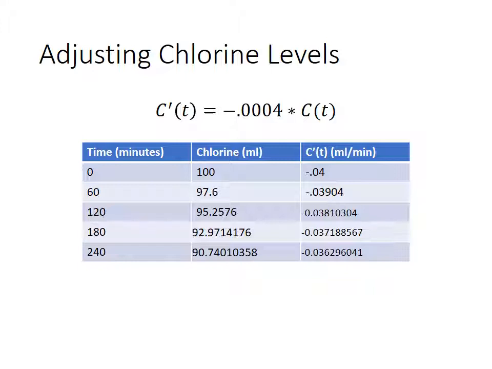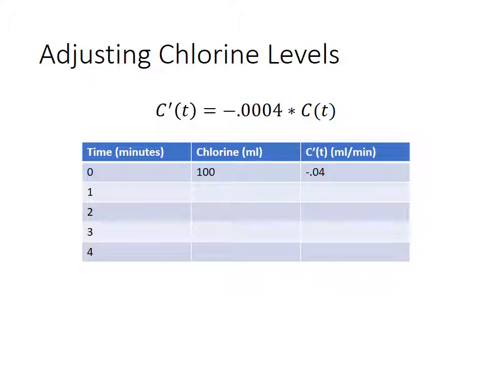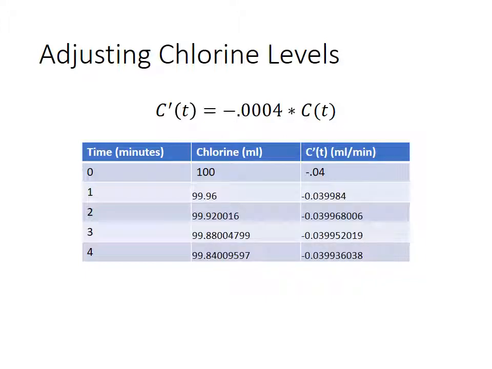Well, one thing we could do was use 1-minute increments. And we could go through and fill out the table and we would get a lot of numbers. And now, keep in mind that in our initial estimate, it was going to take way more than 4 hours to get down to the appropriate level. So in these 4 minutes, we're only getting down to about 99.8 milliliters of chlorine in the pool.